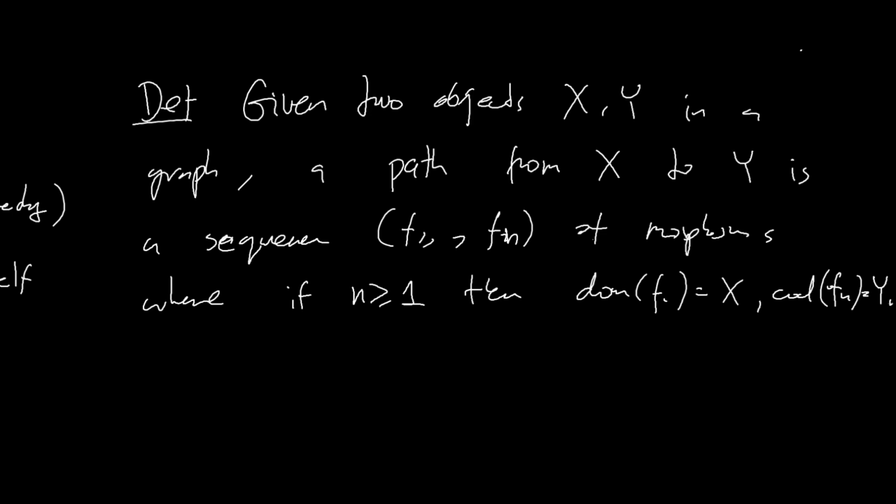But the case when n is 0 gives me an empty sequence. So this is a sequence of morphisms from F1 to Fn. When n is 0, it means we have no morphisms, okay? So it's just an empty sequence. You can think of it as an empty set.